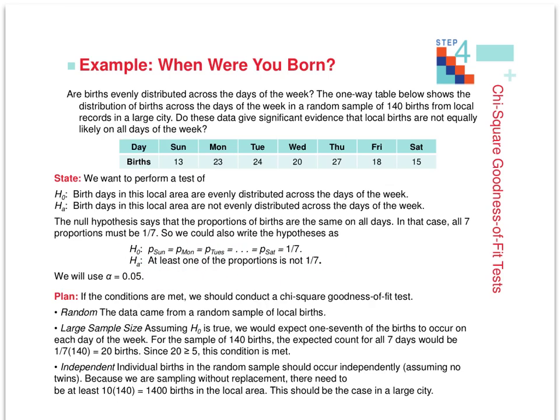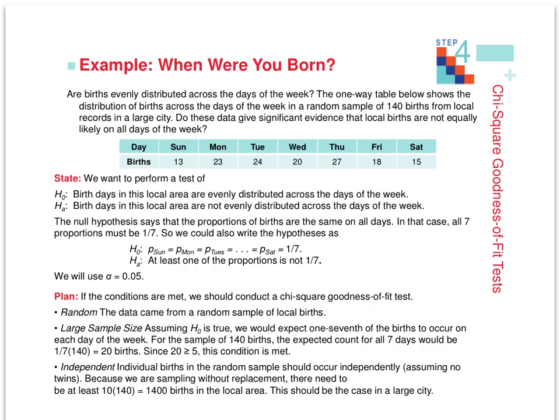So there's our null hypothesis. You can also say it this way: birthdays in a local area are evenly distributed, or birthdays are not evenly distributed. So these are the two ways to say the null. I'll usually go this way and not even worry about the numbers. We're going to use alpha as 0.05. So now we're going to do the plan. If conditions are met, we're going to do a chi-squared goodness of fit test.